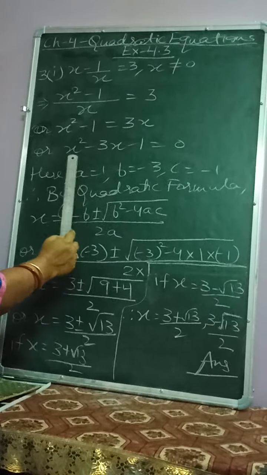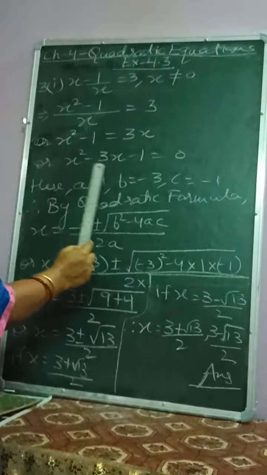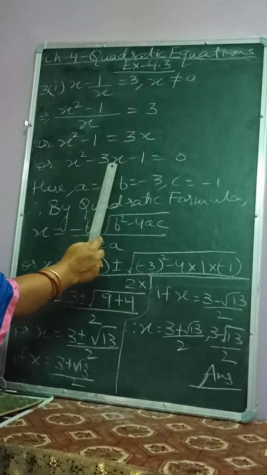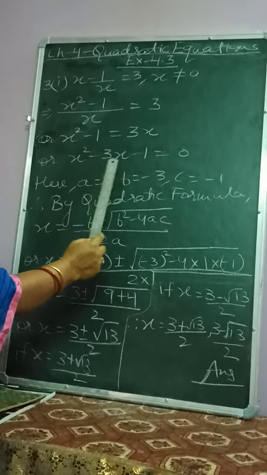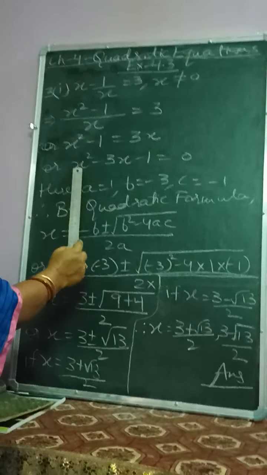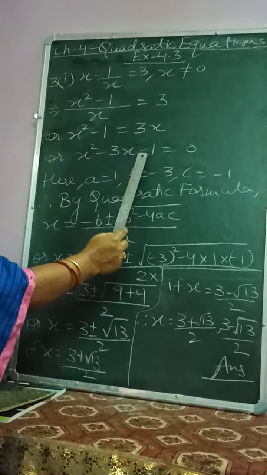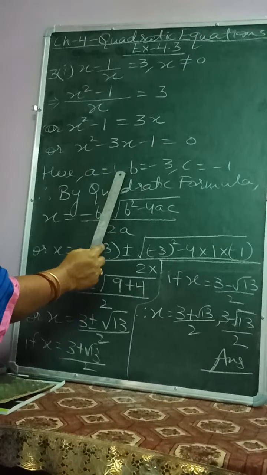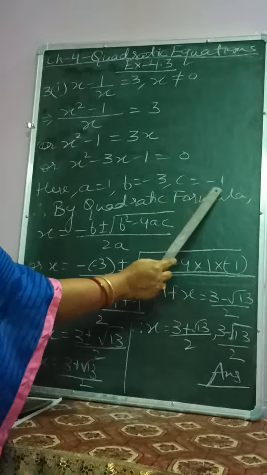Now this equation we cannot solve further by factorization or by splitting the middle term. The splitting the middle term method is not possible here. So I am solving this quadratic equation by quadratic formula. So I have written the values of a, b and c. a is 1, b is minus 3, c is minus 1.